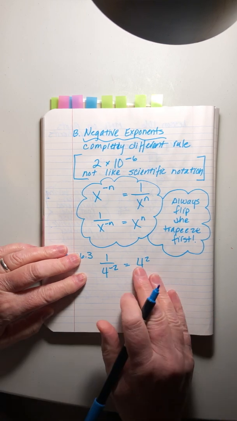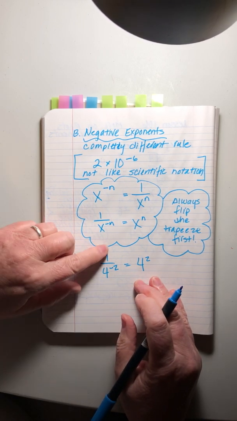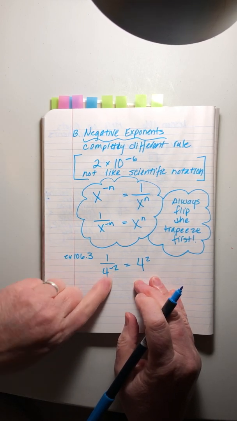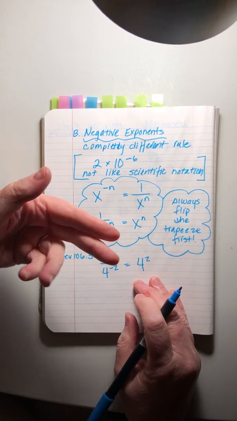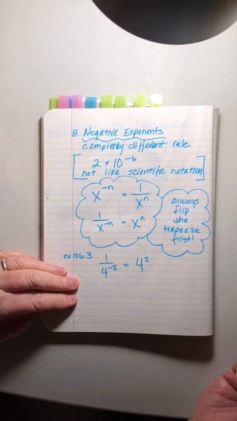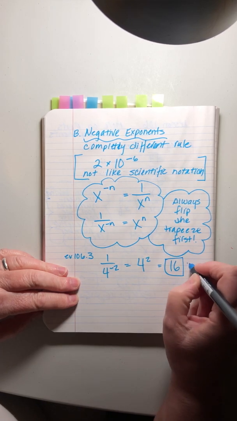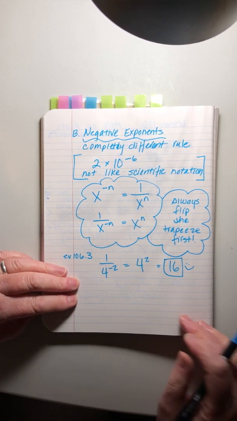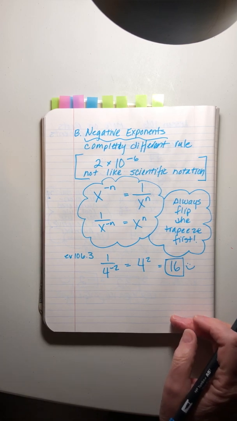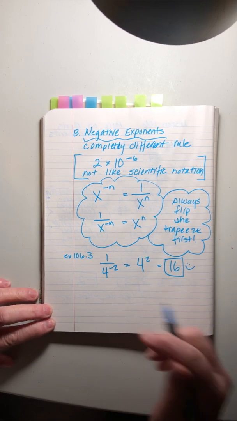Now the trapeze is gone. By the way, once you flip it, the trapeze just disappears, right? That minus sign is gone. It's burned up in the flip, if you will, okay? And then we can simplify that. That's 16. Not so bad, right? You just flip it. It's fun. Okay, let's try a couple more.